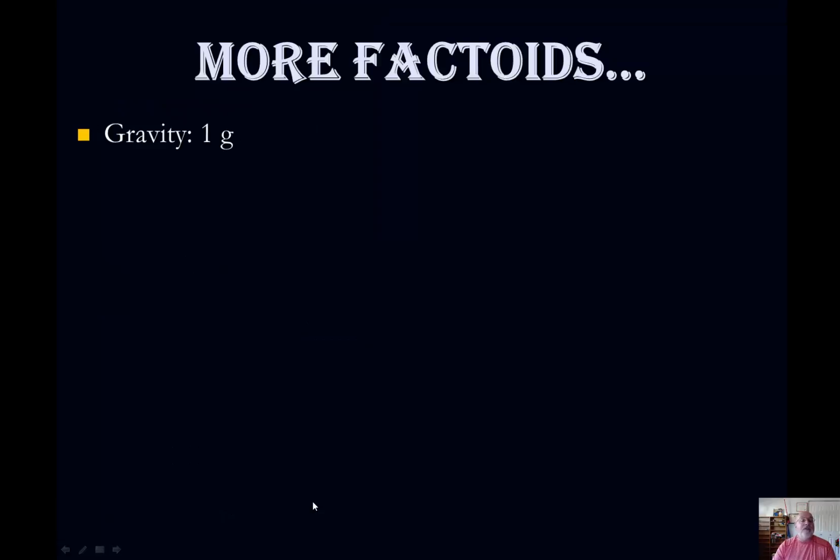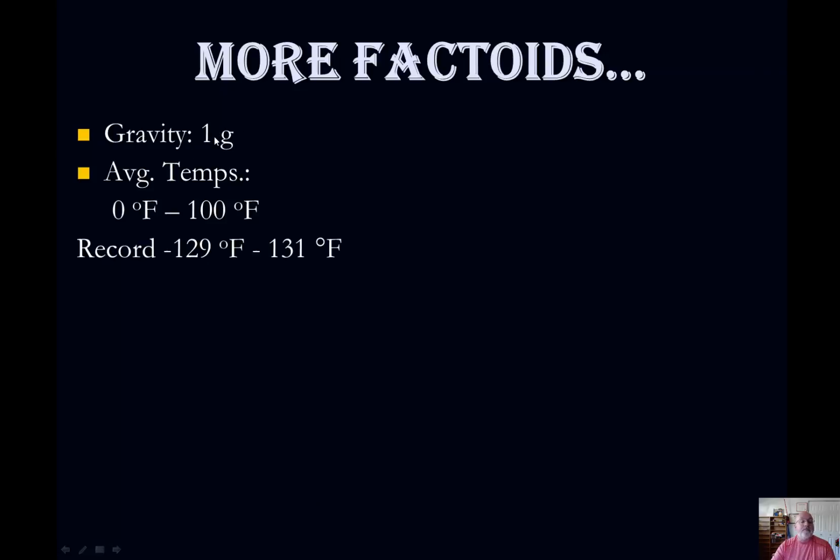More factors. Gravity is one. All other gravity, when we talk about being less than one or more than one, is based on the Earth's gravitational pull. This is what's holding our atmosphere to our planet, also holding you to the planet. Average temperature, 0 up to about 100, 136 actually I think is the record, even though this one says it's 129 to 131 degrees Fahrenheit.